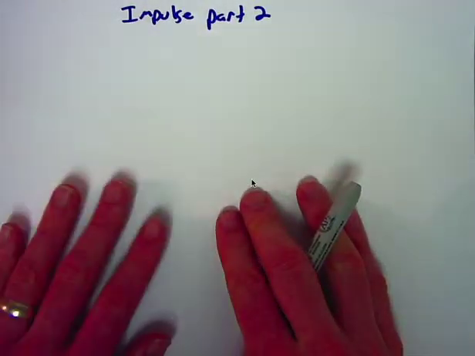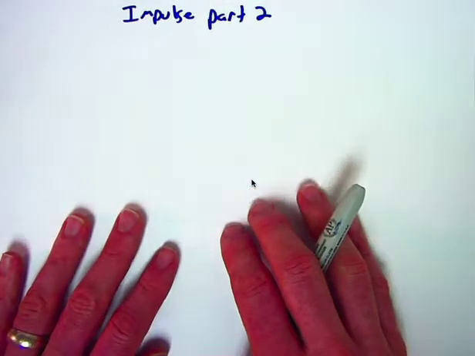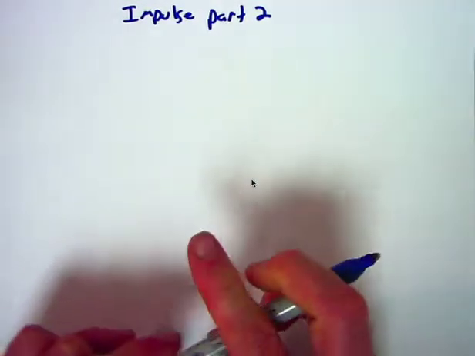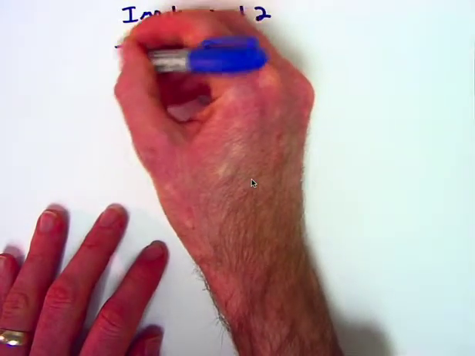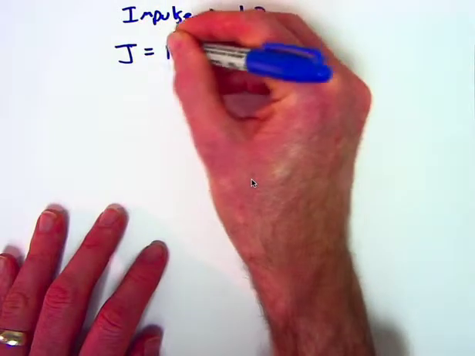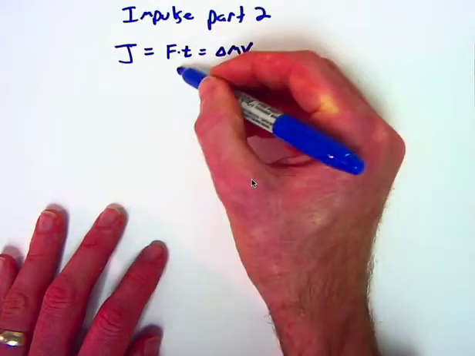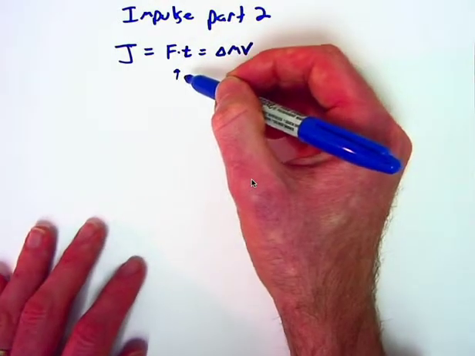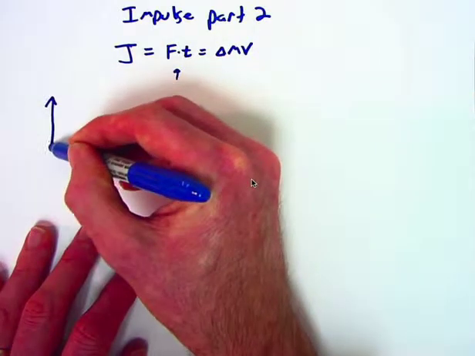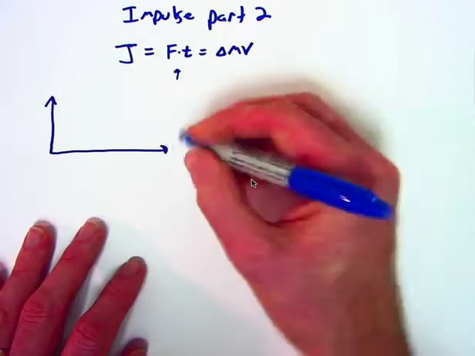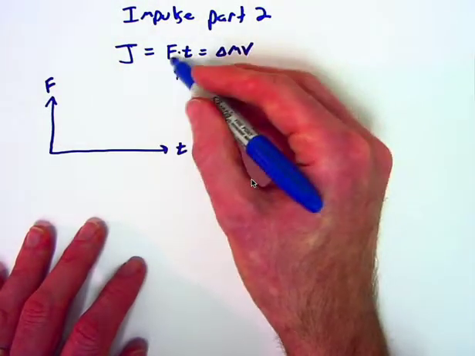Okay, here we go with part 2 from the Impulse lesson, and what we're going to do this time is take a look at graphically representing impulse by graphs. So remember, J is F times t, also change in mv. If we look at this right here, we can make a graph of force and time, and then we'll see what this really means. I've got time on this axis, force on this axis, force times time.